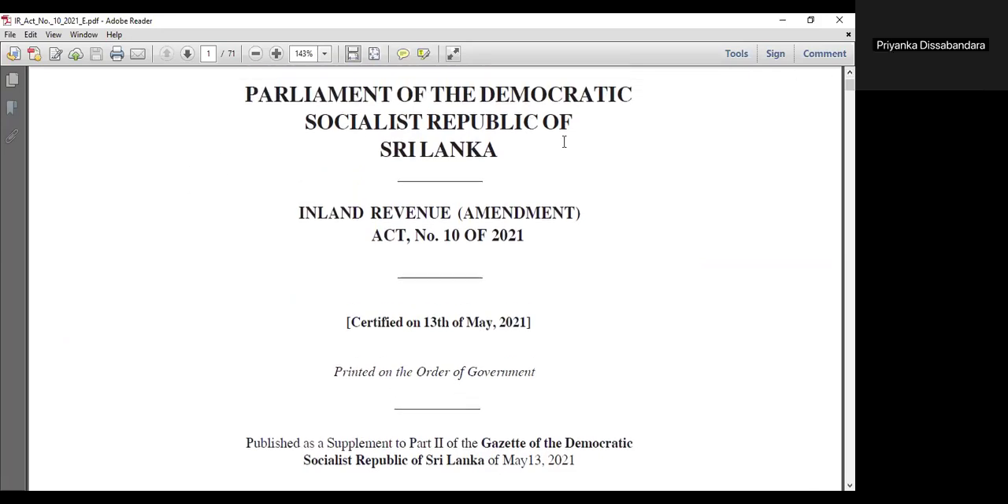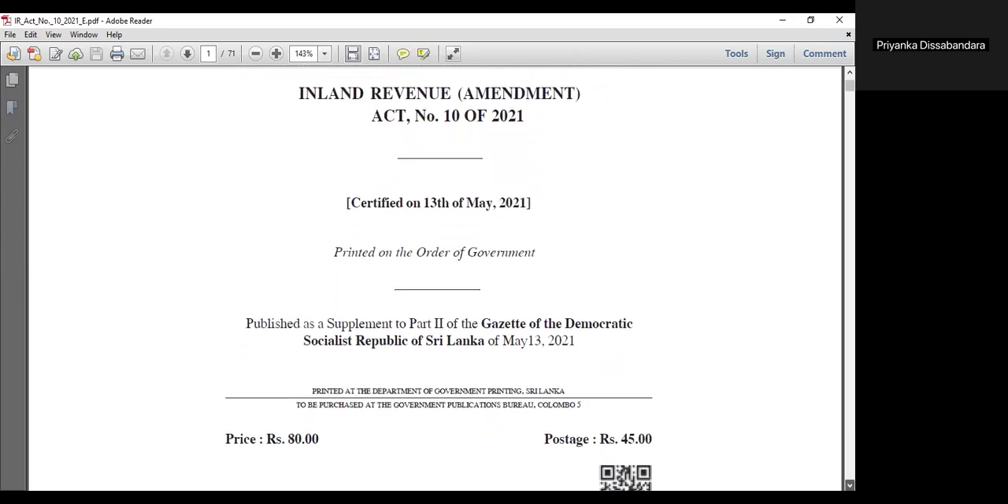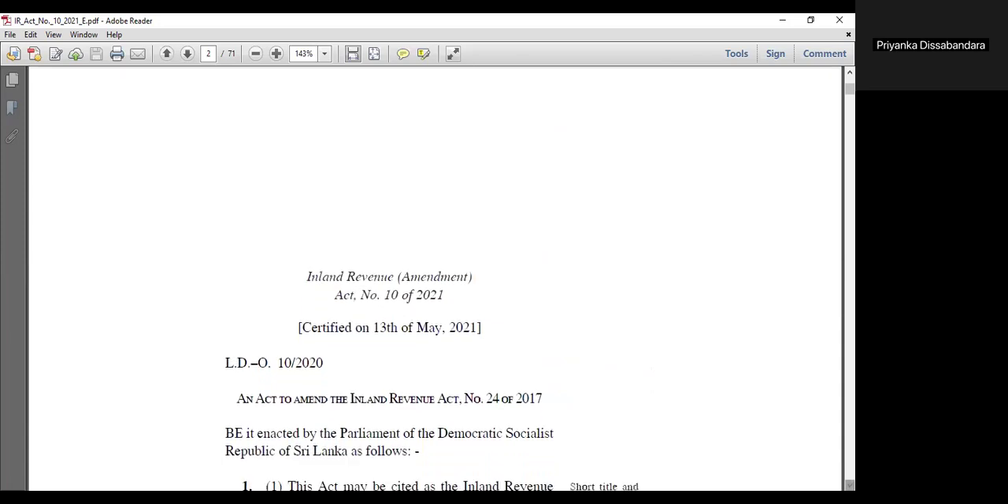This is the Amendment Act, not the Principal Act. So I explained about that. Act number 24 of 2017 means the Principal Act. Now we are going to amend that Principal Act using this Amendment Act. So see the difference between the Principal Act and the Amendment Act.